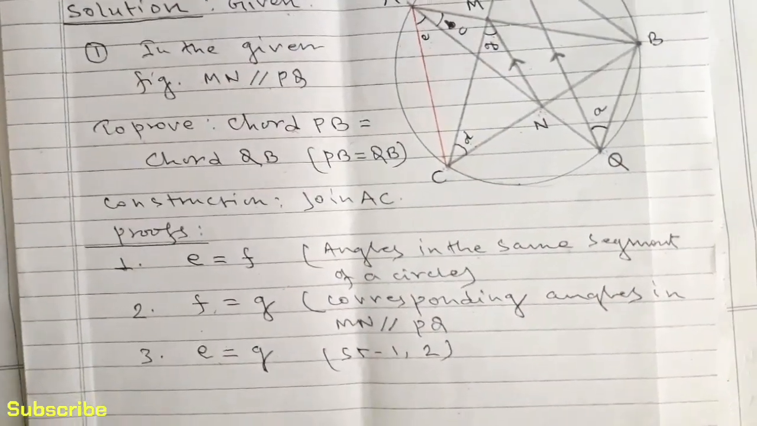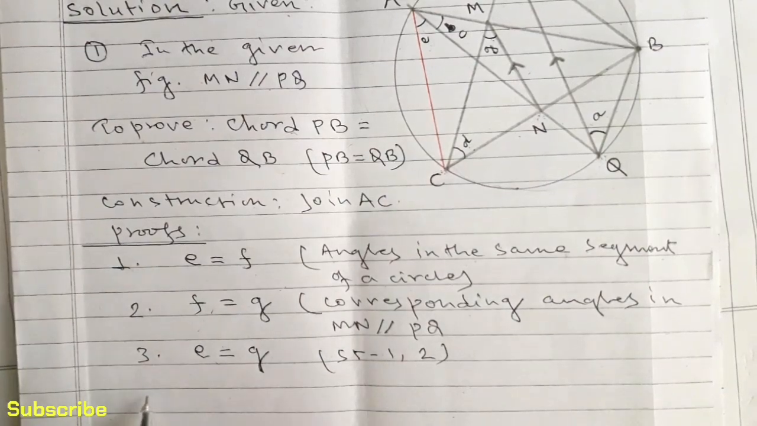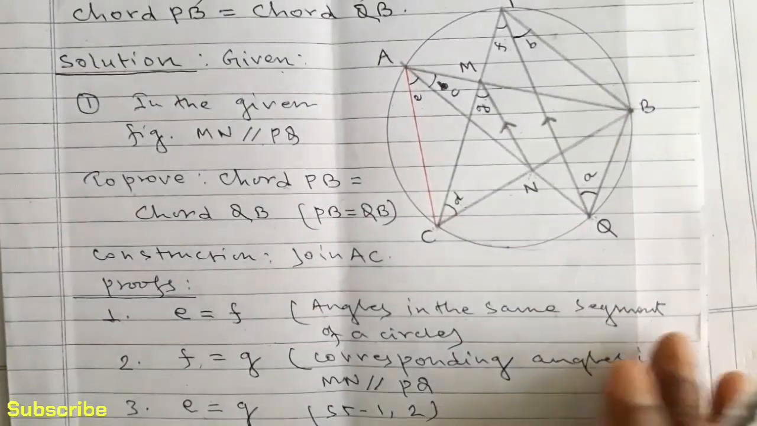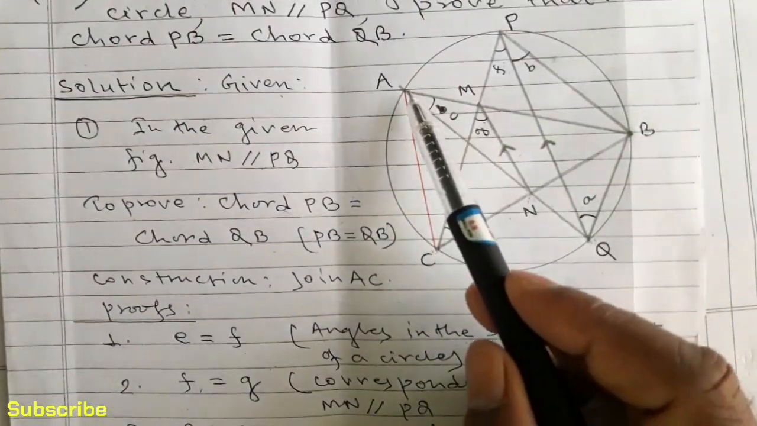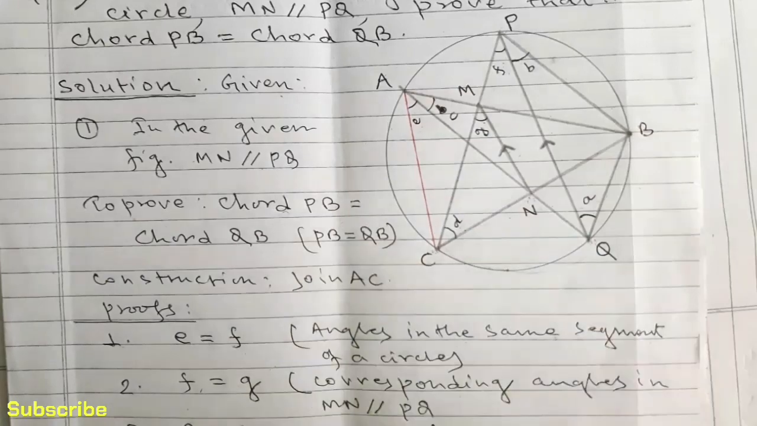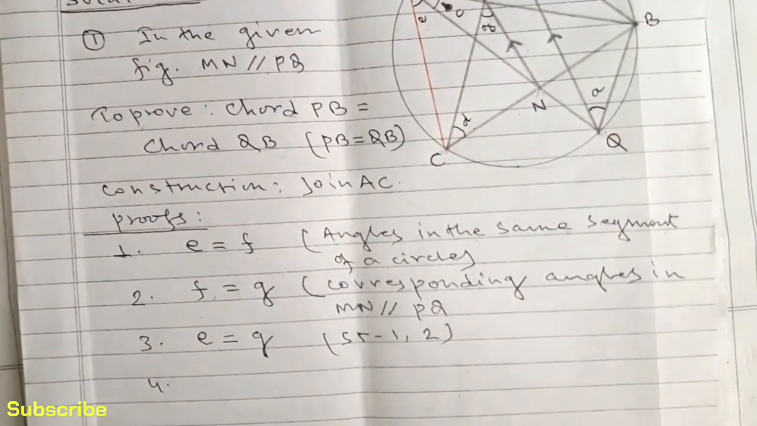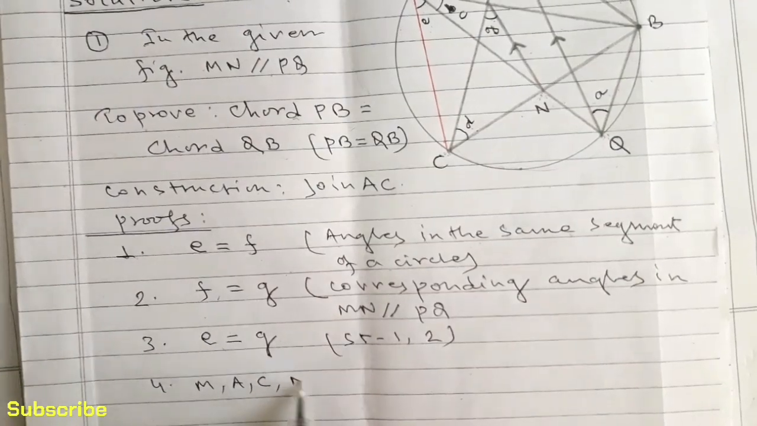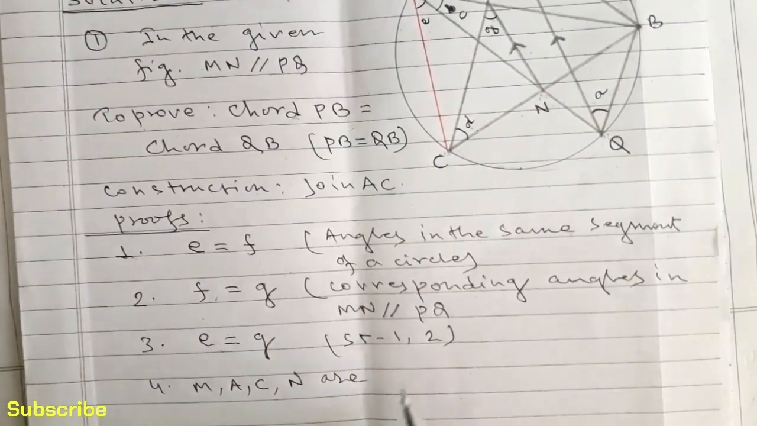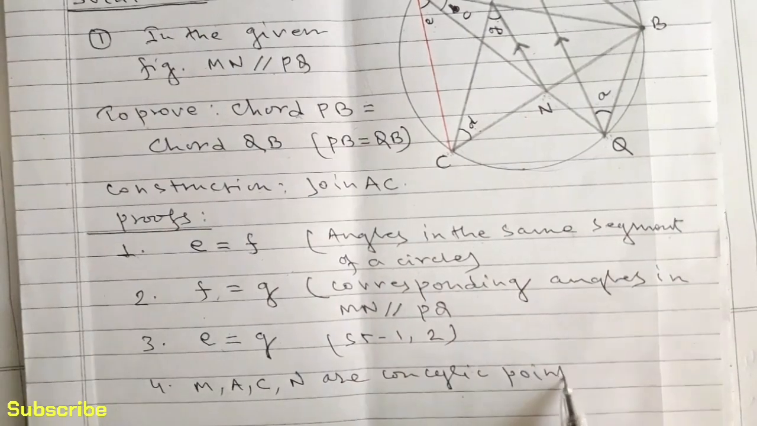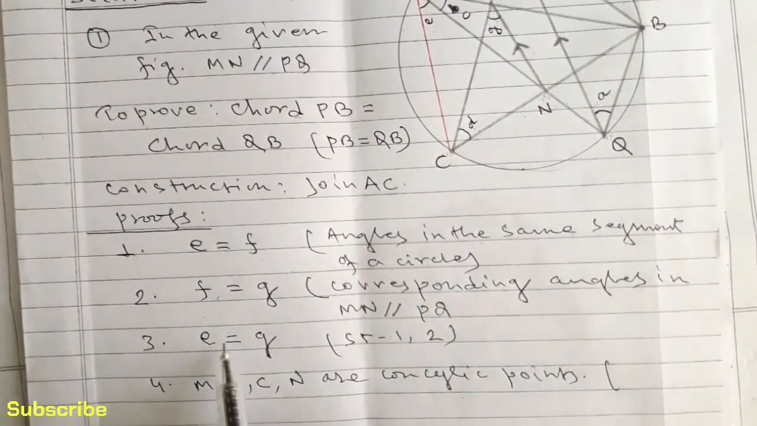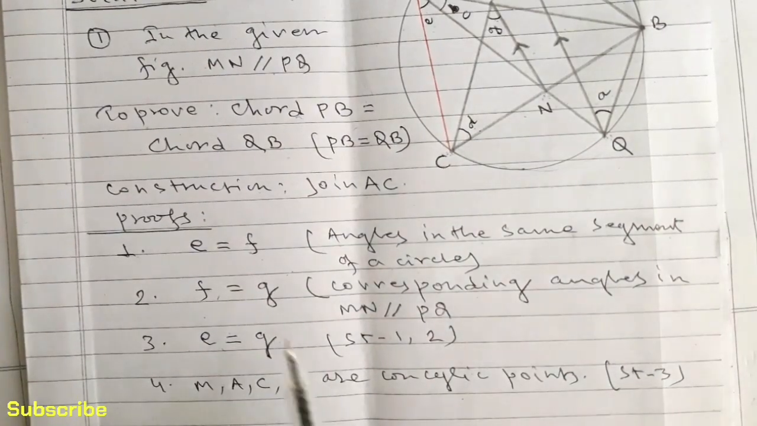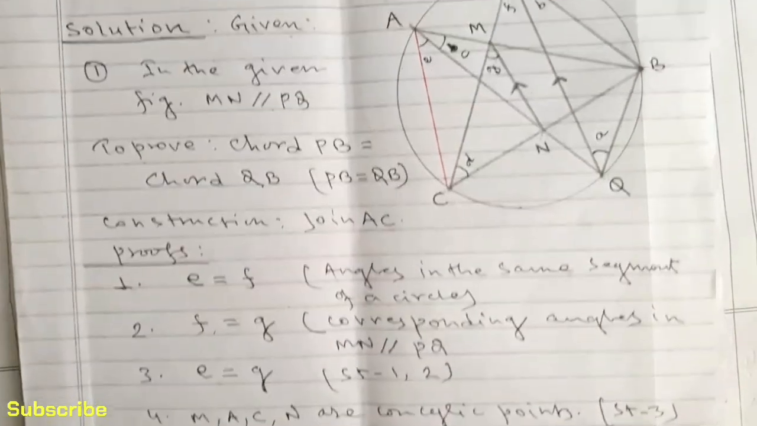So in this statement number 4, we can write that the four points M, A, C, N are concyclic points. The reason is from statement 3, being angles in the same segment equal. So here we have shown E is equal to G.